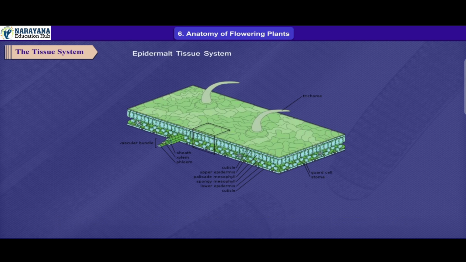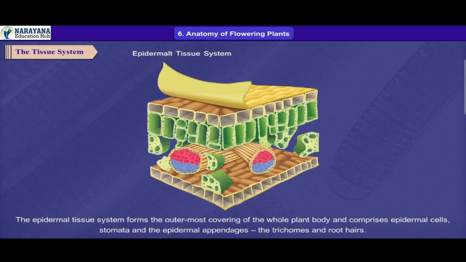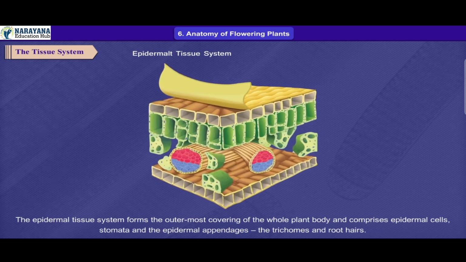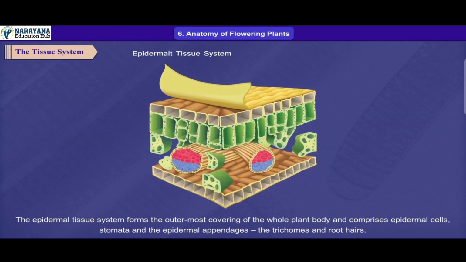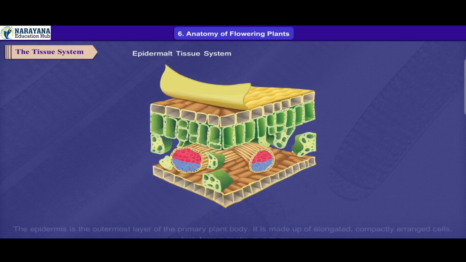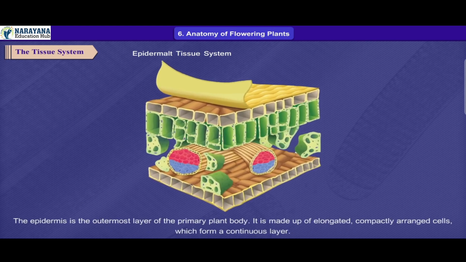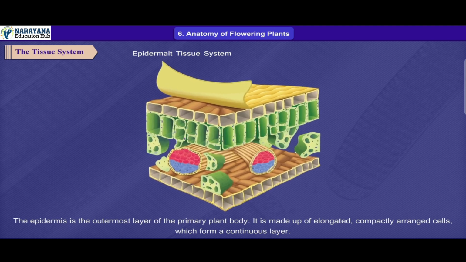Epidermal tissue system. The epidermal tissue system forms the outermost covering of the whole plant body and comprises epidermal cells, stomata, and the epidermal appendages, the trichomes and root hairs. The epidermis is the outermost layer of the primary plant body.